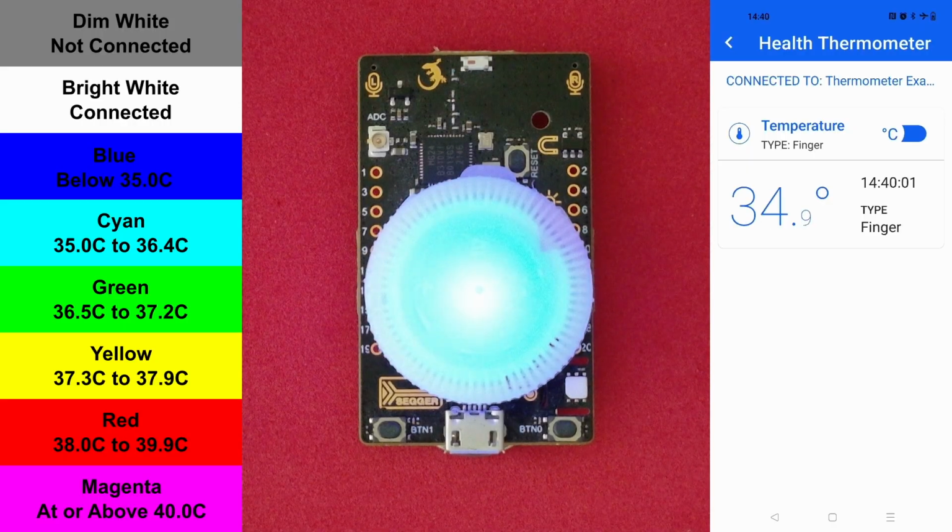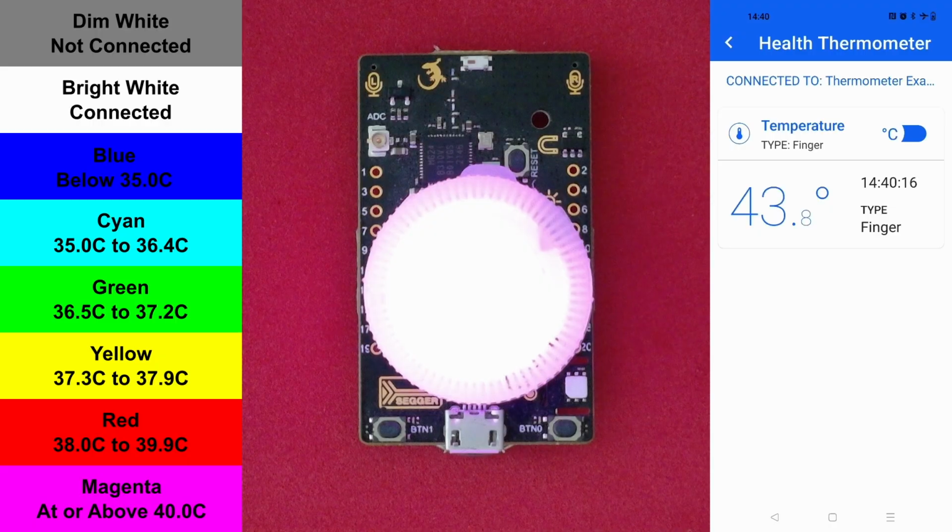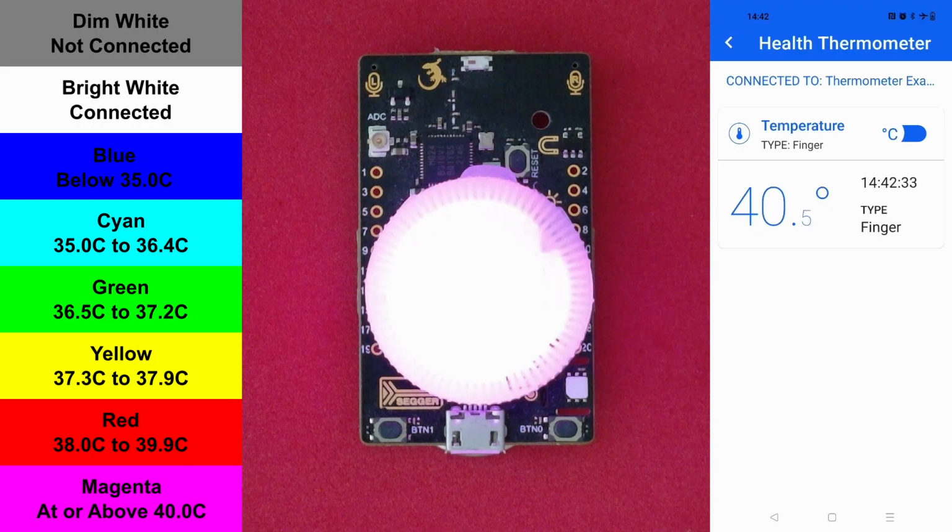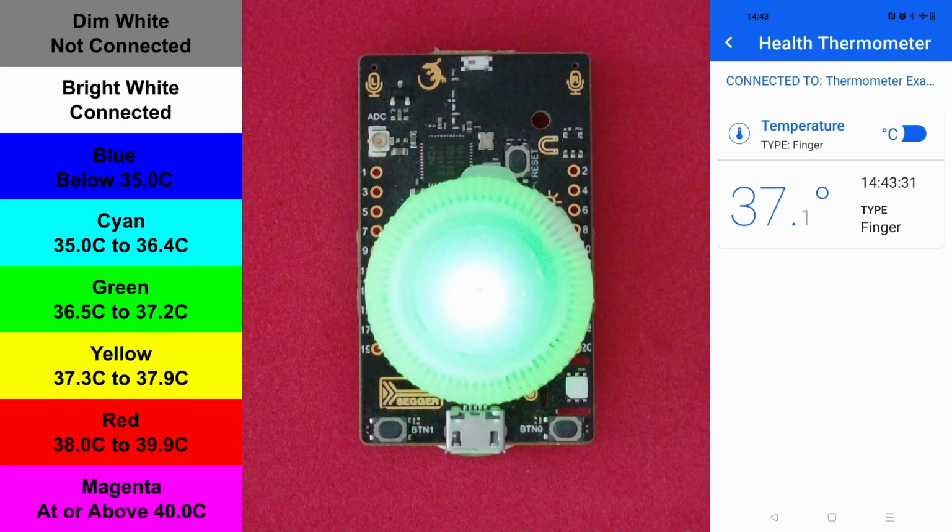Now, I'll heat the device and we'll see the LED move through the colours as it warms. This might be quite quick as I'm using a heat gun. As it warms, it will work through blue, cyan, green, yellow, red, and finally magenta. When I turn off the heat gun, we'll see the temperature drop more slowly due to it cooling naturally. Magenta is displayed when the temperature is over 40 degrees, red when it drops below 40, then yellow below 38, green when below 37.3, cyan below 36.5, and finally blue when below 35.